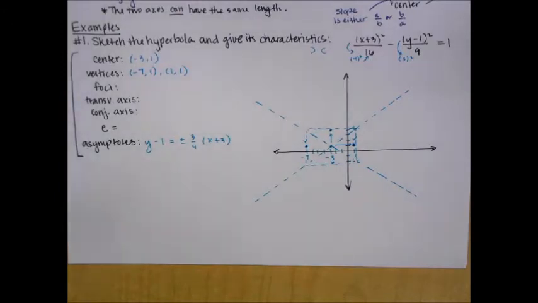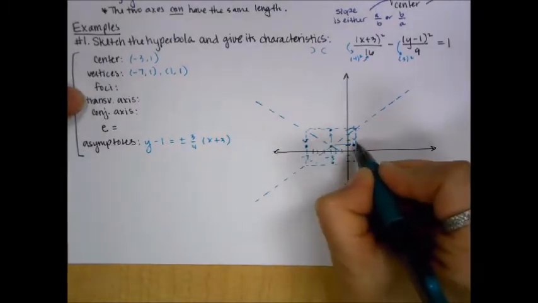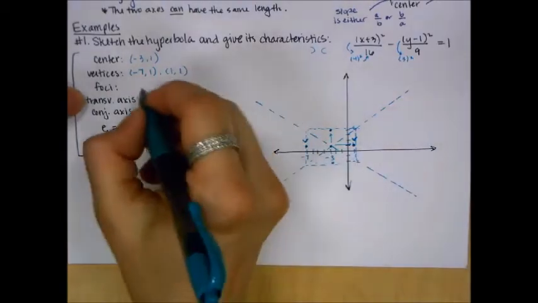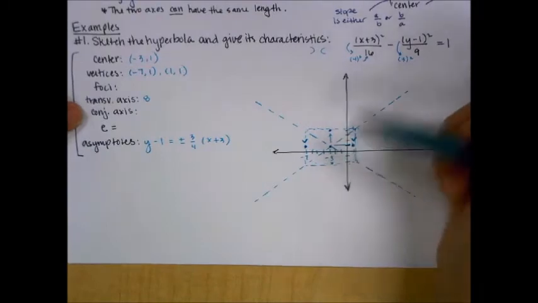So the transverse axis, that's vertex to vertex. So here all the way over to here. So we've got 4 and 4, which is 8. The conjugate axis is this other axis here, top to bottom. So 3 up and 3 down is a total length of 6.